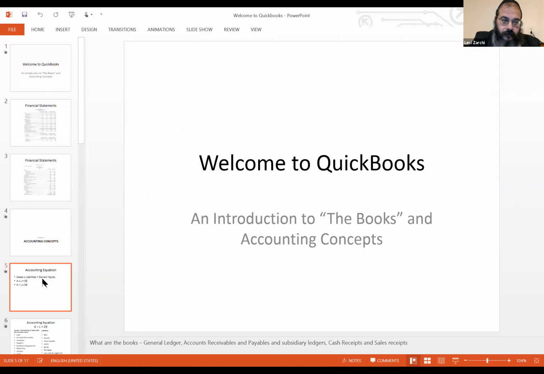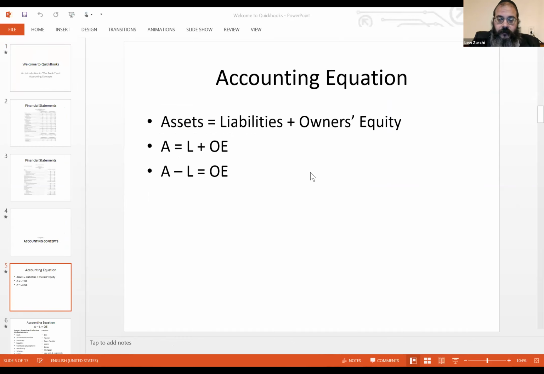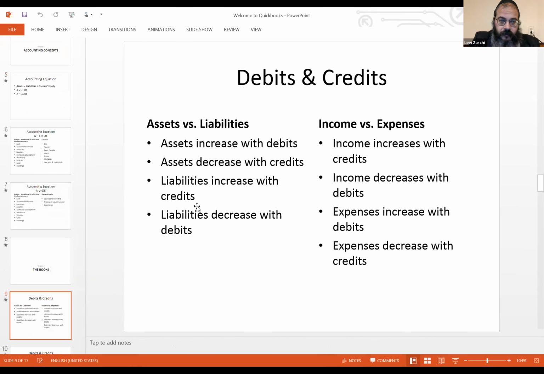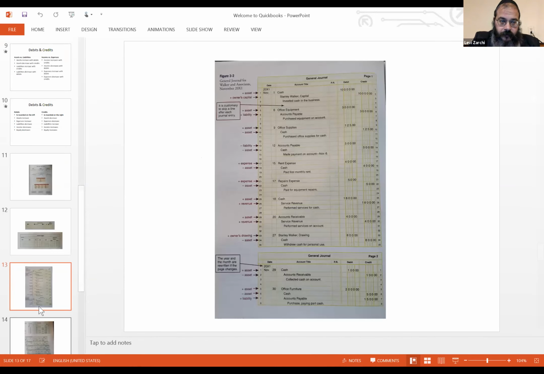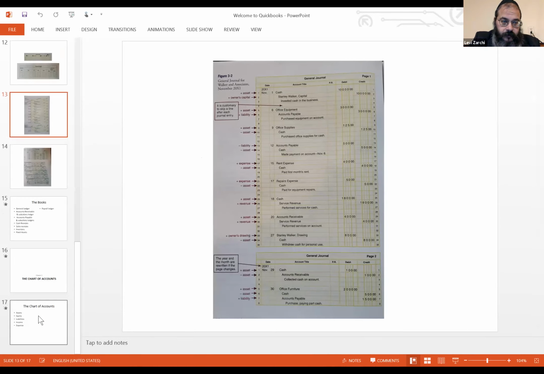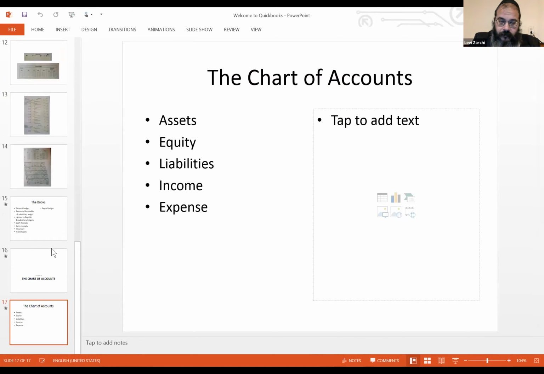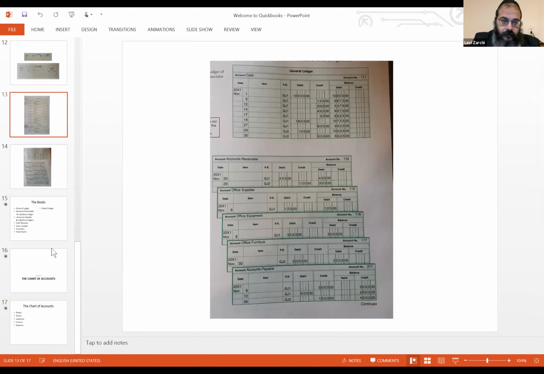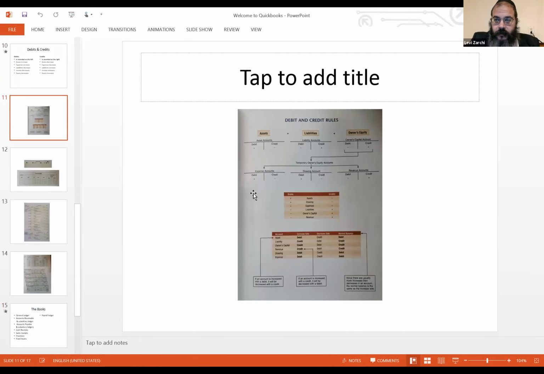Okay, where were we? Okay, let me go down to the page. Okay. Let's see if I can enlarge this.